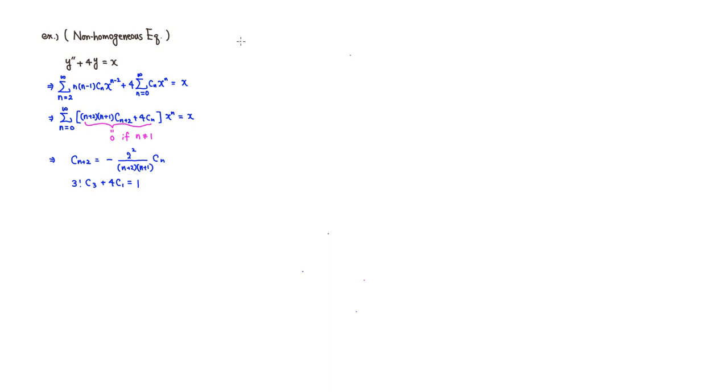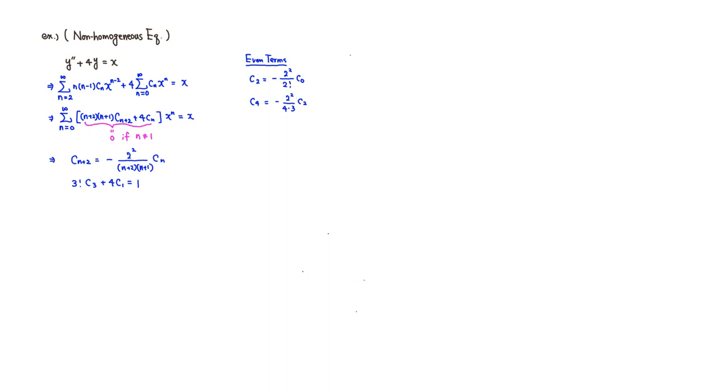Here, I'm going to look at all the even terms. For example, c_2. With n equals 0, c_2 is equal to negative 2 squared over 2 times 1, which is 2 factorial, times c_0. Then c_4 is equal to negative 2 squared over 4 times 3, times c_2.